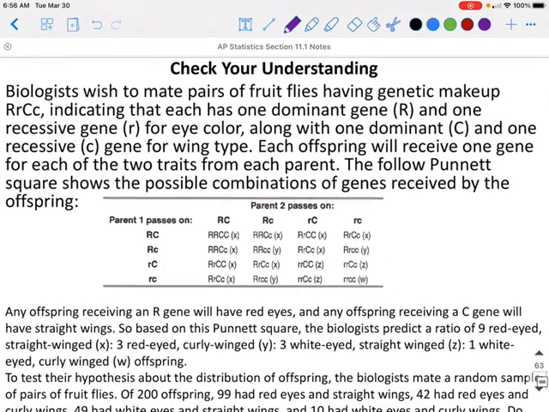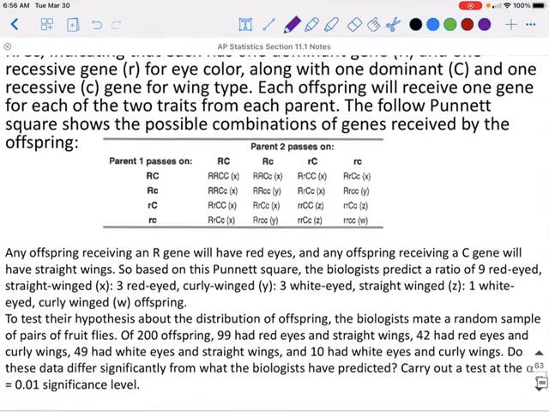So let's check our understanding. Biologists wish to mate pairs of fruit flies having genetic makeup of big R, little r, big C, little c, indicating that each one has one dominant gene, R, and one recessive gene, little r, for eye color, along with one dominant gene, big C, and one recessive gene, little c, for wing type. Each offspring will receive one gene from each of the two traits from each parent. The following Punnett Square shows the possible combinations of genes received by the offspring.